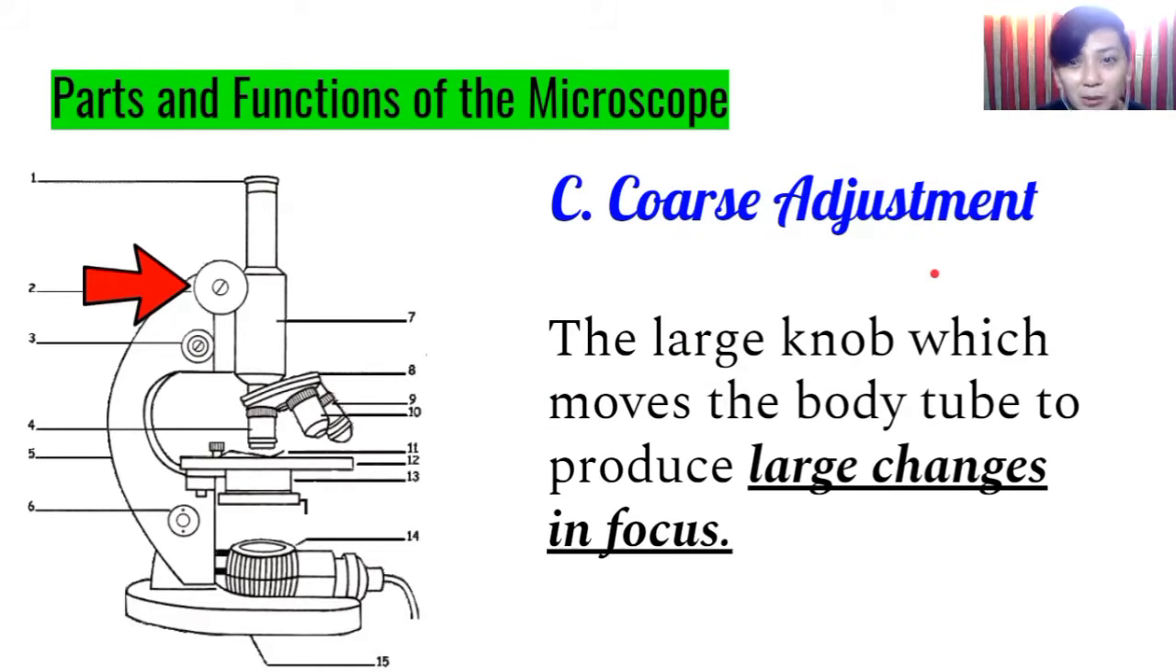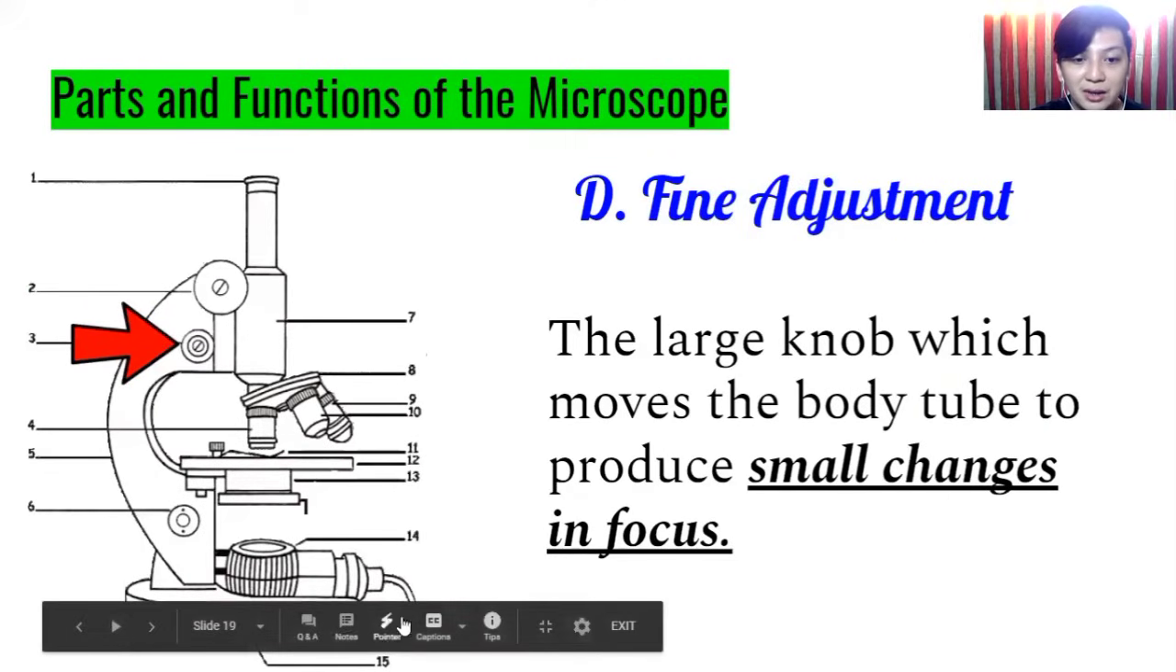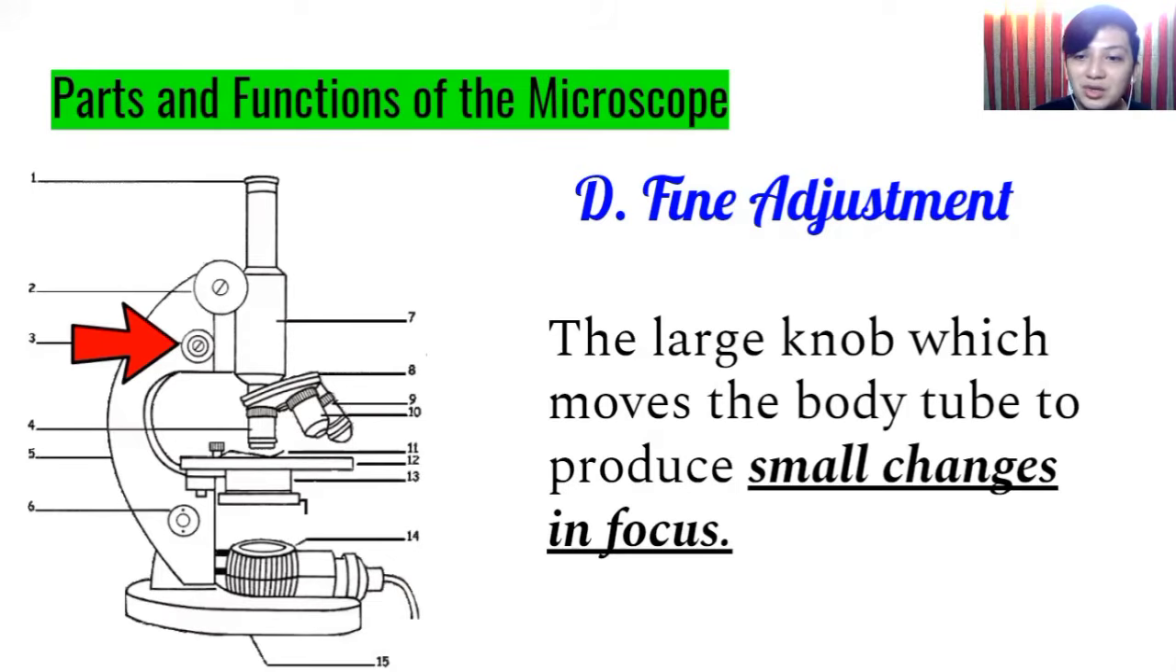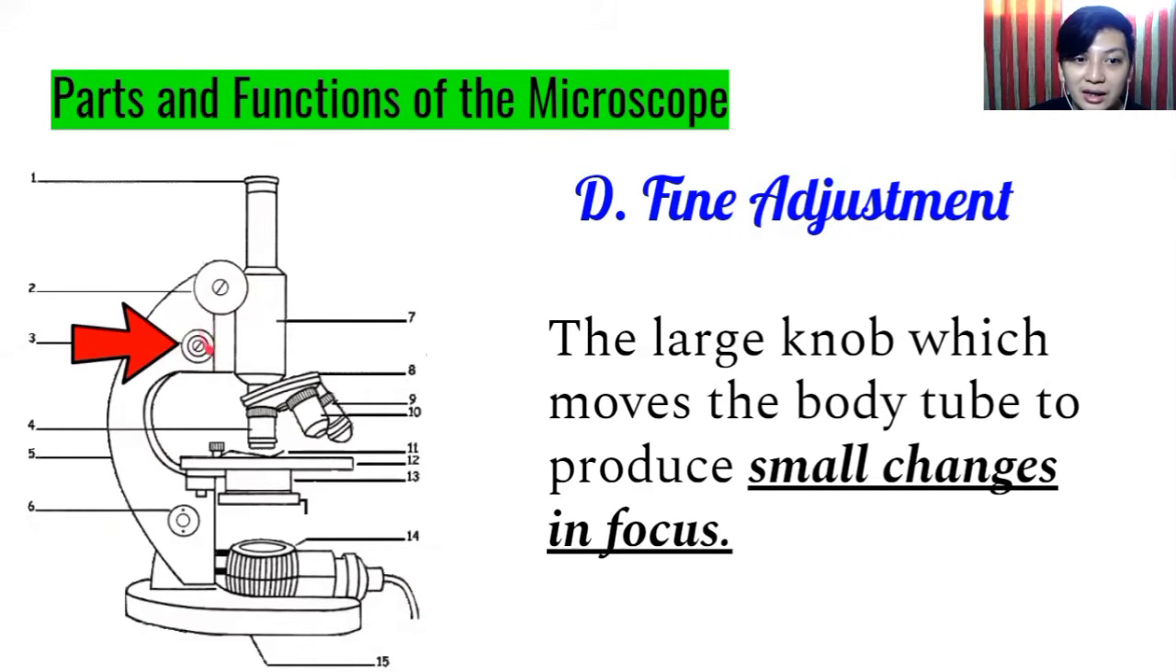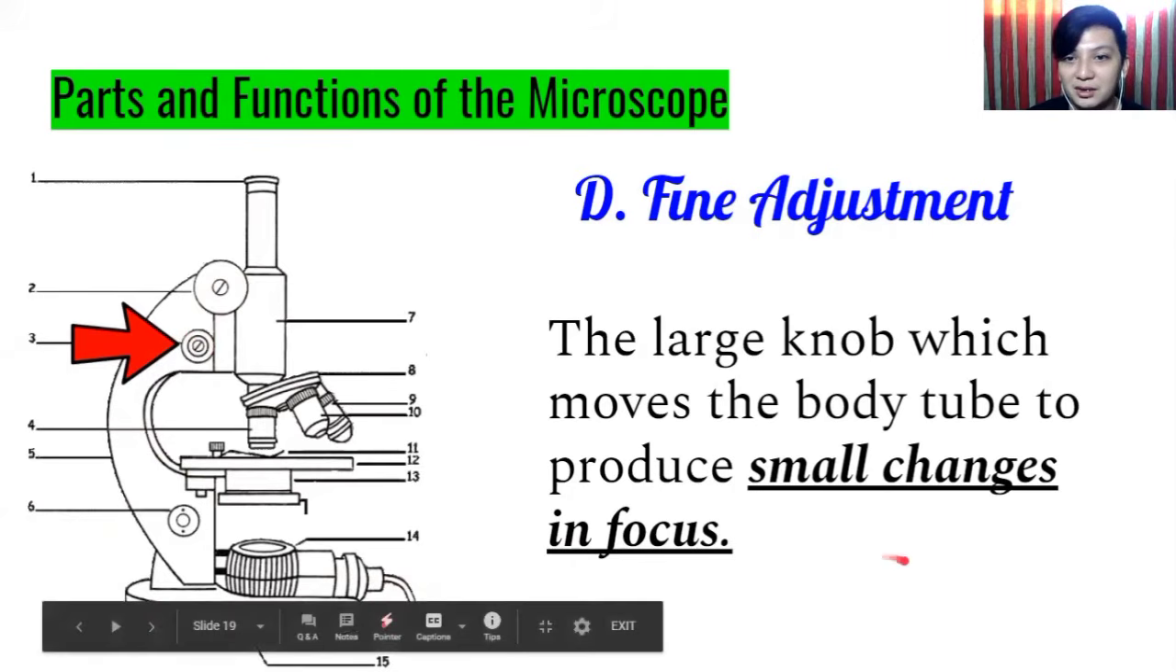And then, for example, tapos na natin i-adjust yung coarse adjustment. We have fine adjustment. So, after you adjust the coarse adjustment, sa tingin nyo malabo pa, this knob will also move the body tube to produce small changes in focus. So, for example, na-adjust nyo na yung coarse adjustment, medyo malabo pa rin. Use the fine adjustment. And this is what the fine adjustment looks like. Okay, nasa taas yung coarse adjustment, nasa baba niya yung fine adjustment.